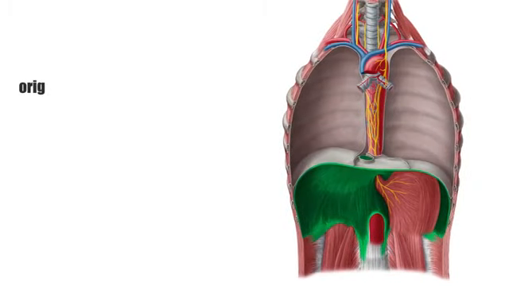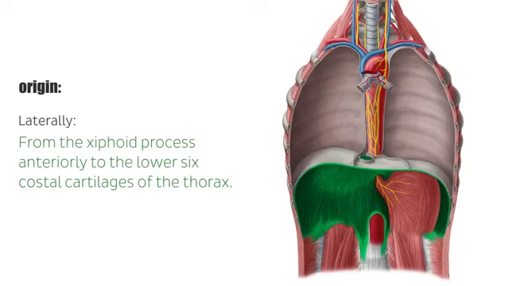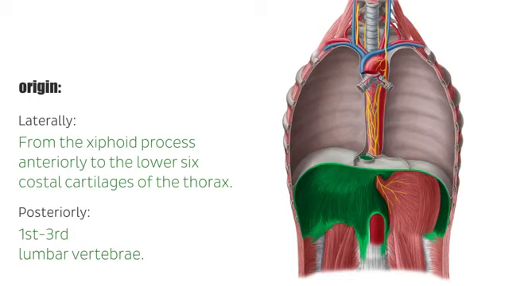The diaphragm's superior origin is continuous from the xiphoid process anteriorly to the lower 6 costal cartilages of the thorax laterally and the first 2/3 lumbar vertebrae posteriorly. The musculoskeletal fibers radiate from all angles towards the center of the body and converge into a central tendon, which is the inferior attachment or muscular insertion point.